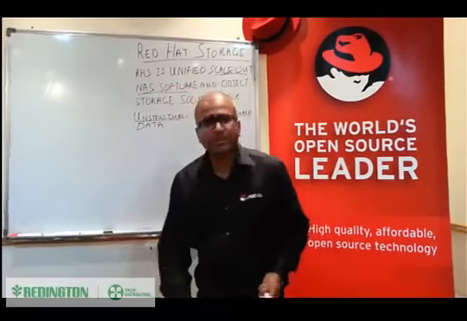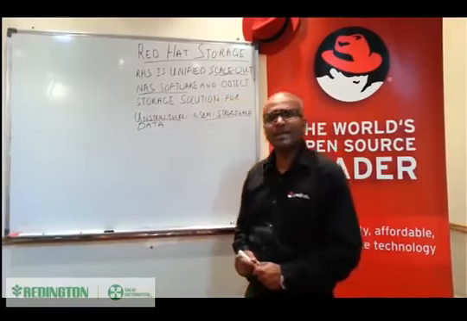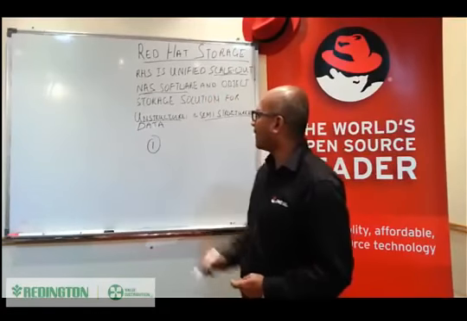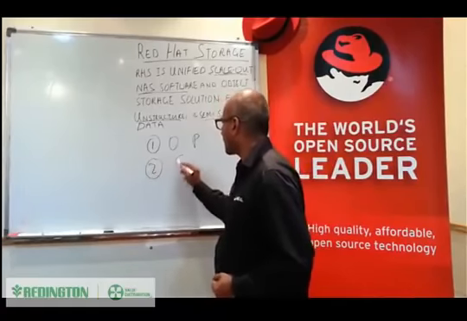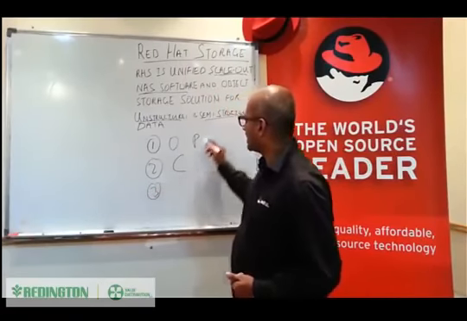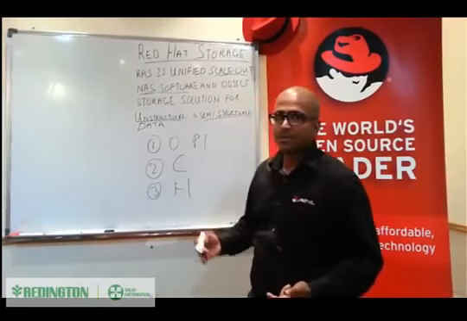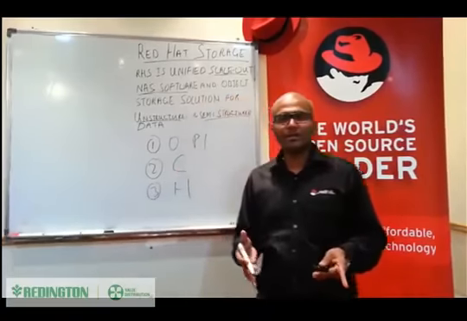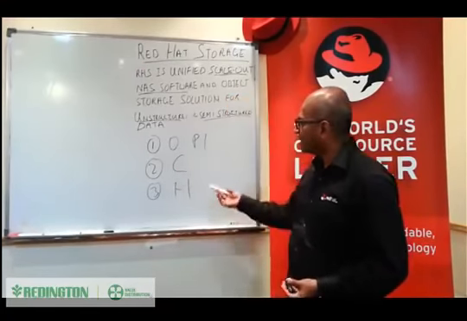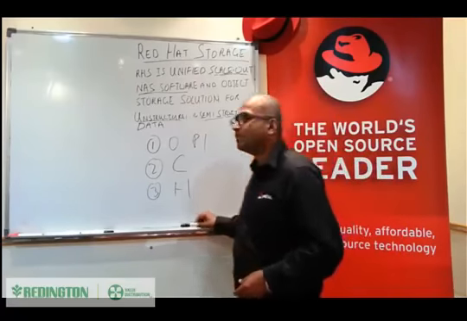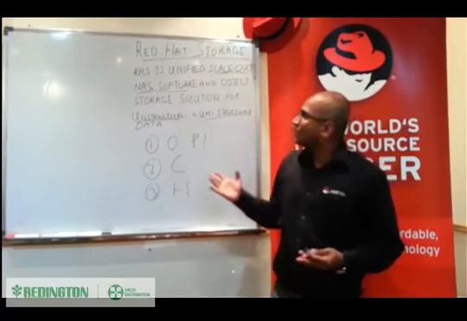Now it has got three variants. One is for on-premise, second variant is for cloud, and the third variant is basically a mix of both, that is hybrid. So you can choose whether you want the storage solution on-premise or on the cloud, or you want a mix and match of both, that is the hybrid model. That is Red Hat Storage.